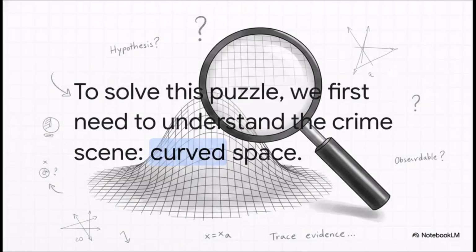So, to crack this case, we've got to investigate the scene of the crime. And that scene is curved space. Before we can really get to the bottom of why that minus sign is there, we have to ask an even more basic question. Why do we even need this fancy covariant derivative at all? What was so wrong with the good old derivatives we all learned about in high school?